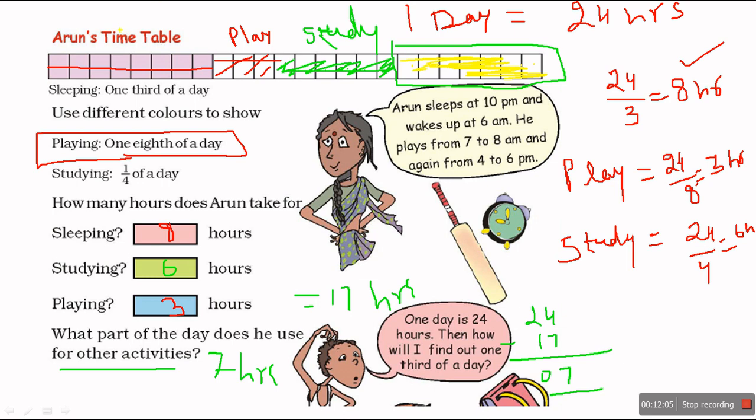Okay, so Arun made 24 boxes and divided these 24 boxes as per his study hours or working hours or playing hours. Why did he divide into 24 boxes? Because one day has 24 hours. So he has divided each hour in one box and shaded the timetable like this. Okay. So I hope you can make your own timetable in this way.